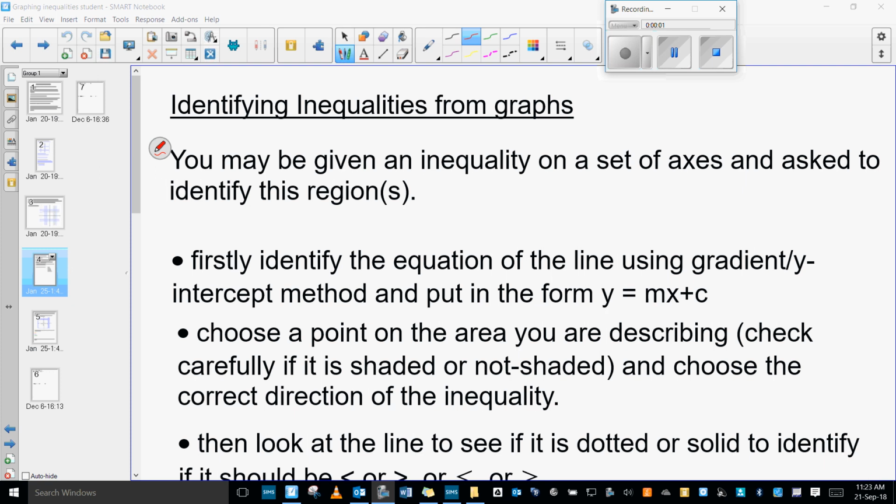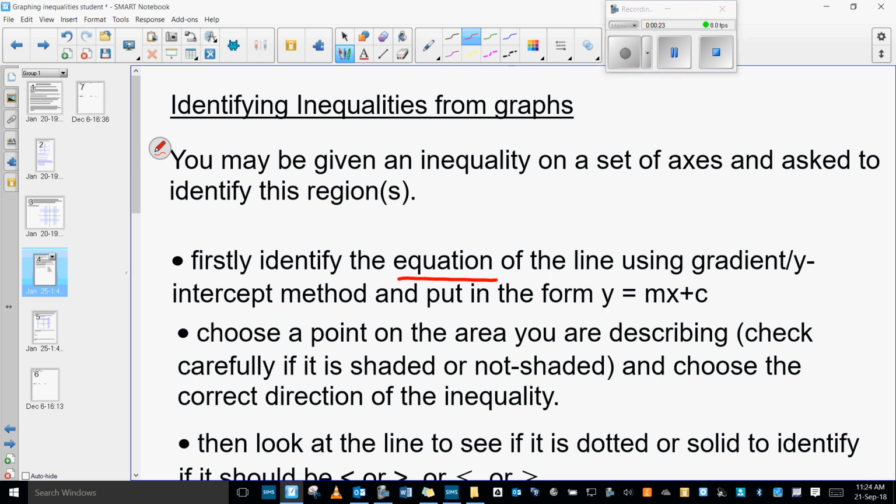So instead of actually graphing the inequalities, sometimes they give you some lines, they show you some shading or identify a region, and then you have to tell them which region that is. Okay, so you can describe it. So first thing you have to identify is the equation of the line.